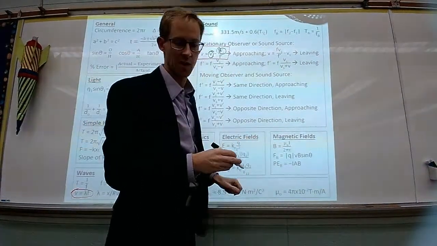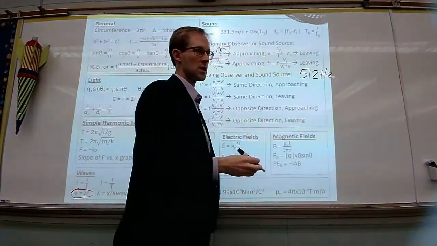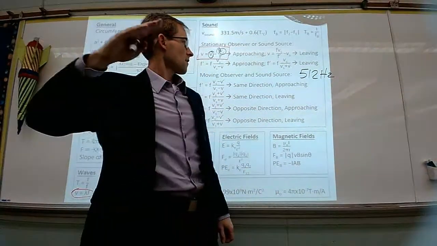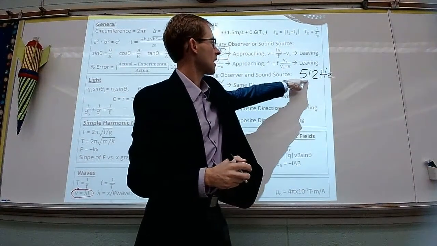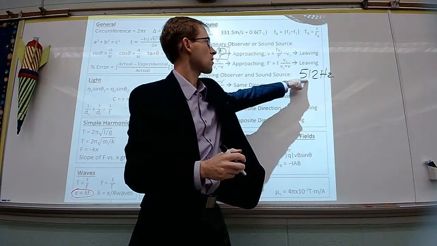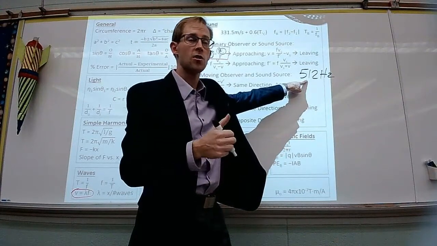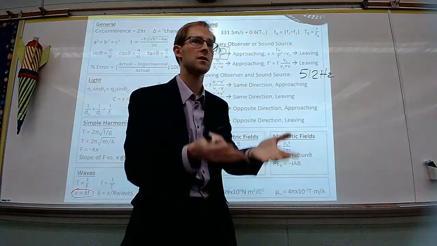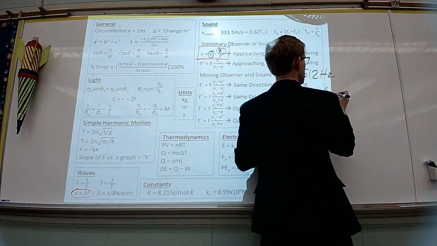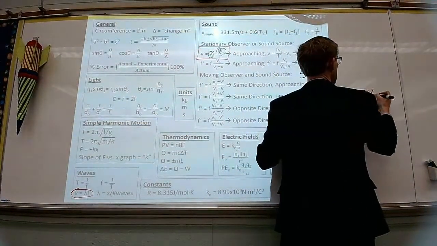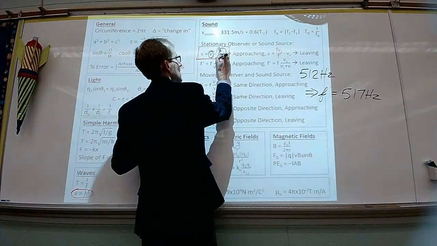So, stay with me now. 512 hertz is the note that's being produced. Leo is going towards Donnie. So is Donnie going to hear 5 hertz more than this or 5 hertz less than this? More, because he's going towards Donatello, which means your frequency, your pitch is going to be higher. So that means the observed frequency is 517 hertz. 517 hertz then goes right here.